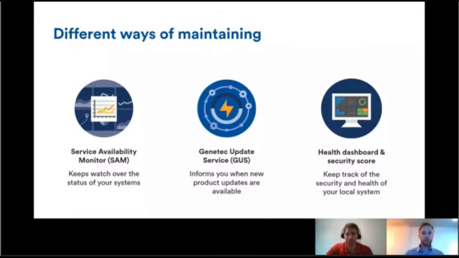Three of those are shown here on the screen. The first one is called the System Availability Monitor, or the SAM. This keeps watch over the status of your Genetec system components and alerts you if things like devices are falling offline. The second one is called the Genetec Updater Service. This informs you when new products, updates, and camera firmwares are available and when they apply to your system, so that you can act on it and apply it in a timely fashion.